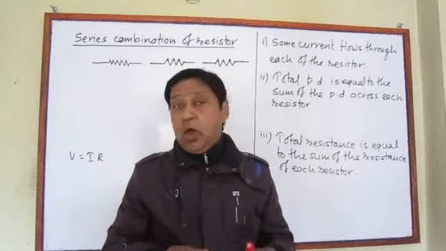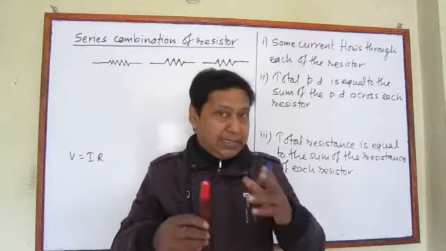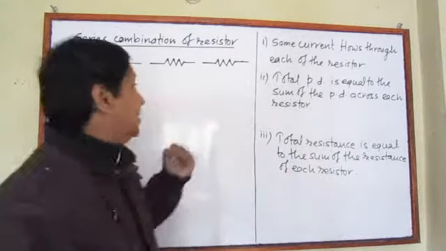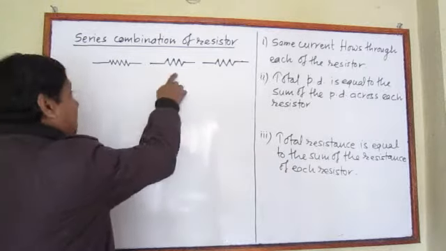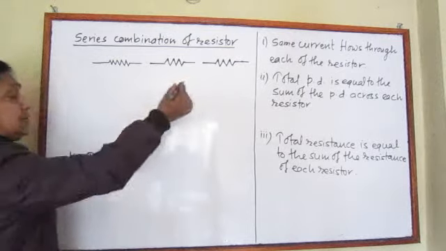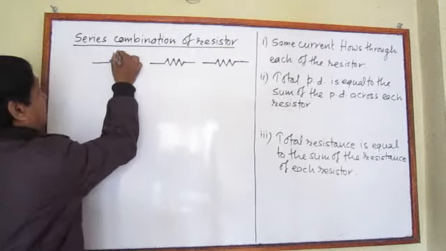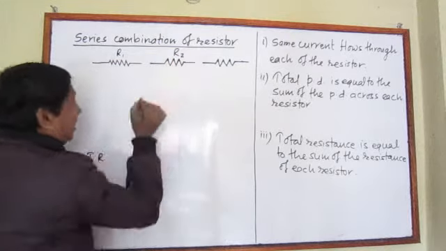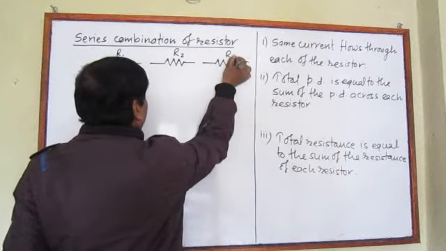Series combination of resistors. What does it mean? I'm going to connect some resistors in series. Look at this. Let's say these are some resistors, and the resistances of these resistors are different. Let's say the resistance of the first is R1, the resistance of the second one is R2, and the resistance of the third one is R3.